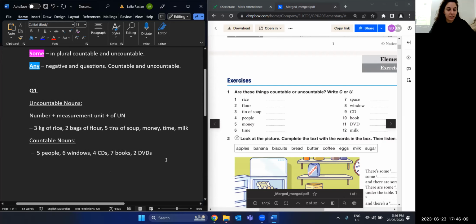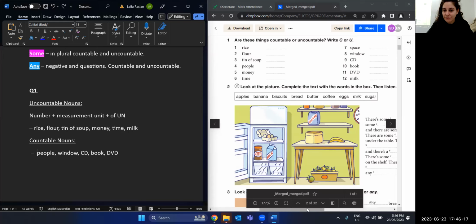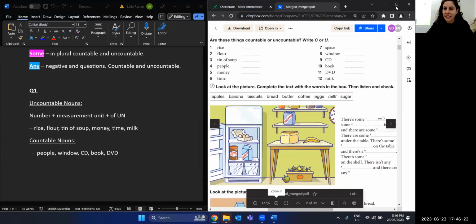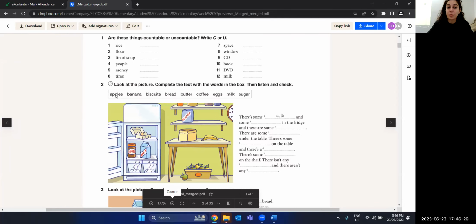Okay, so let's then look at the next question. Look at the pictures. So we have a fridge and it says we've got apples, plural, banana, that's only one, biscuits, plurals, bread, uncountable, butter, uncountable, coffee, uncountable, eggs, plural, milk, uncountable, and sugar, uncountable.